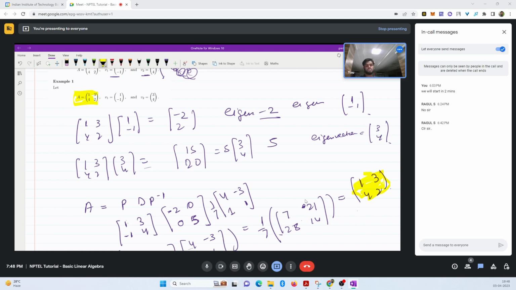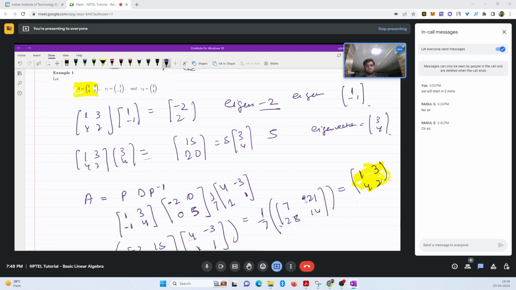So you can find P by just taking the eigenvectors as columns, and your D matrix by taking the diagonal entries as your eigenvalues. Okay. Anything else you want to ask related to these eigenvalues and eigenvectors? Any doubts you guys have?